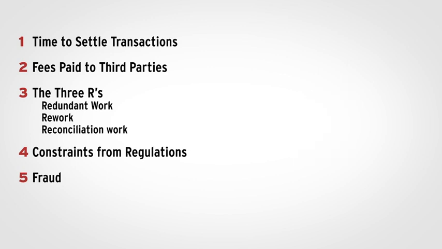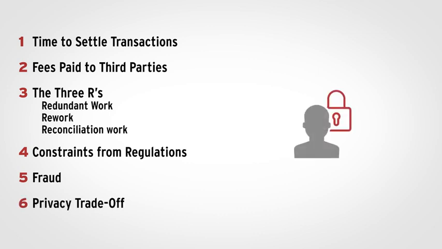The sixth source of inefficiency comes from the trade-off we make in giving up our privacy to participate in the economy for value exchange. And we are doing this without trusting the parties with whom we are trading off our privacy for exchange.